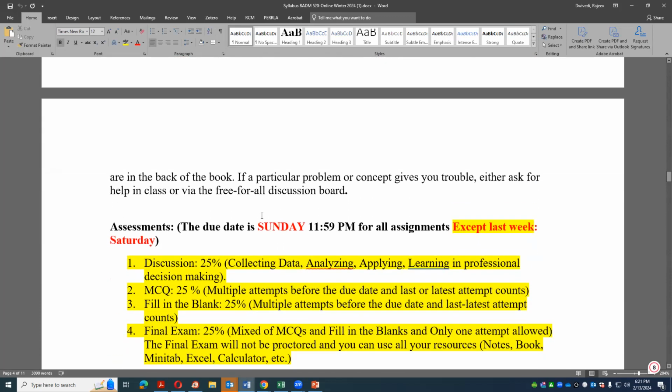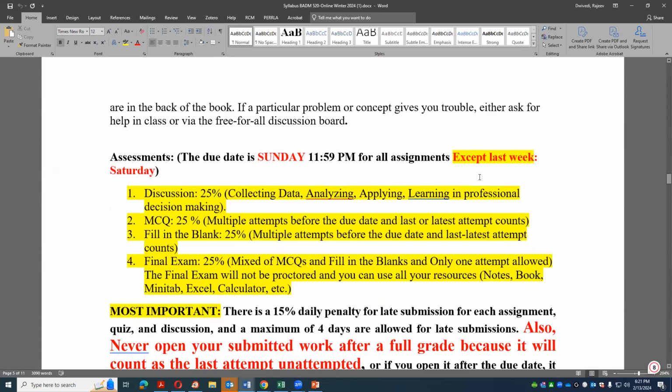Now, instead of Monday, we have a different due date. The due day is Sunday. So Sunday evening, Sunday 11:59 p.m. Except in the last week, when we have Saturday, because the course is going to end on Saturday. So same thing as what we are doing.